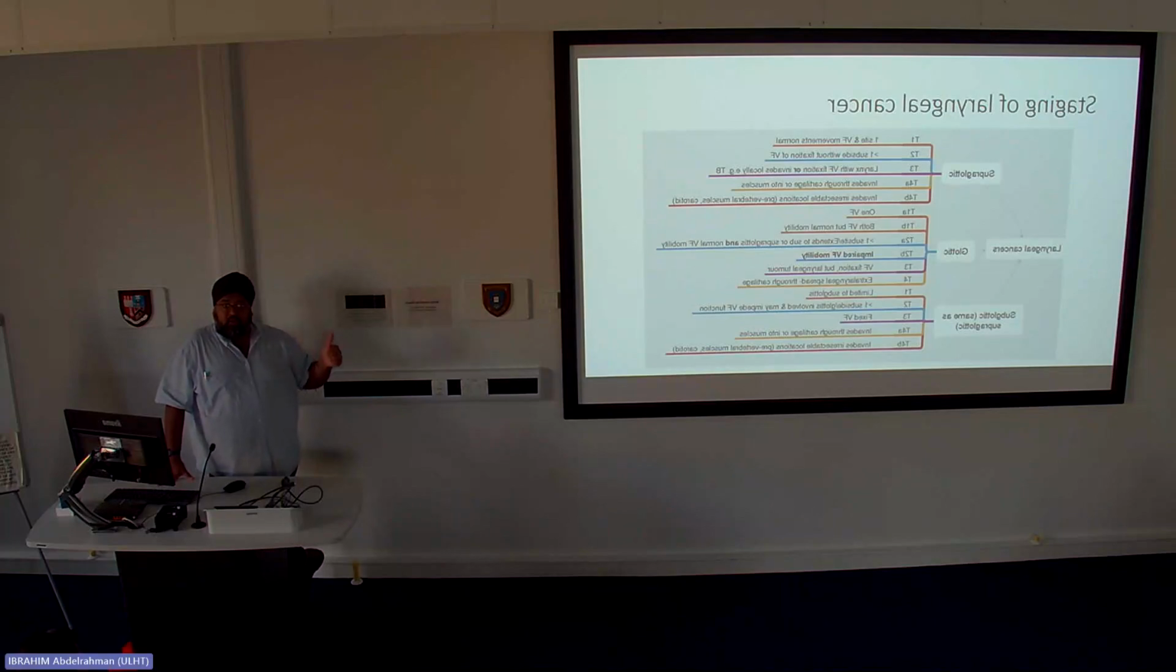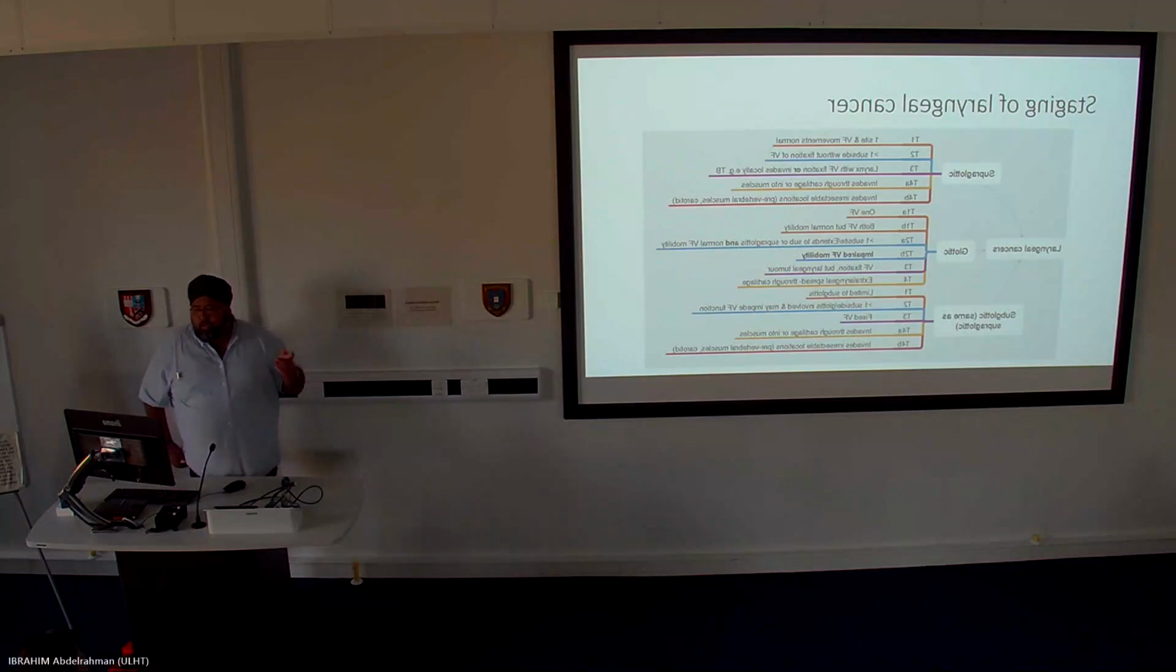So T1A is one side, T1B crosses the anterior commissure to the other side. T2 is mobility, or another subsite. T3 is fixation, or potentially additional sites, sometimes three sites. T4 is where you've got extralaryngeal spread. Sometimes it's split into T4A, where you can chop it out basically, and T4B, when you can't chop it out. Your supraglottis is very similar to your subglottis, so I'll kind of do them together.